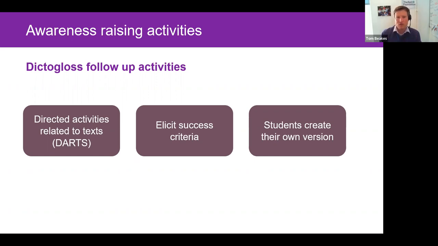We want to follow this up with further work on the text. This could include what we call directed activities related to texts, focusing on other elements of the text, such as vocabulary or grammar. You might want to draw their attention to a particular area of the text in terms of its grammar or structure. You could explain or elicit characteristics of the text, which learners could then use as success criteria.